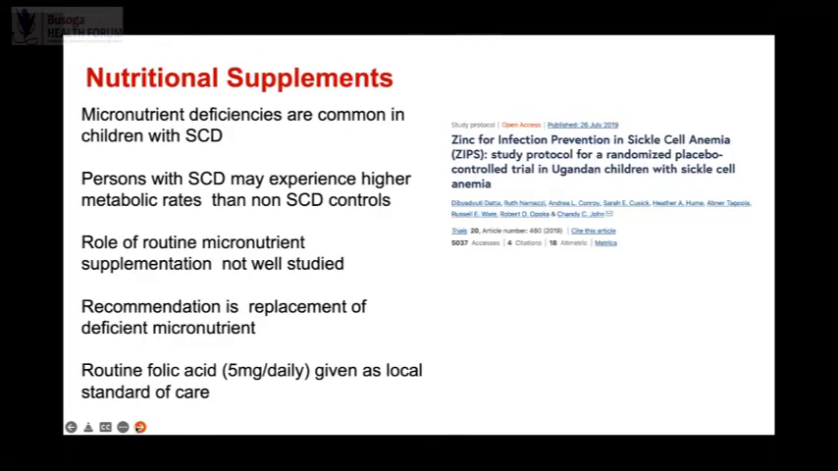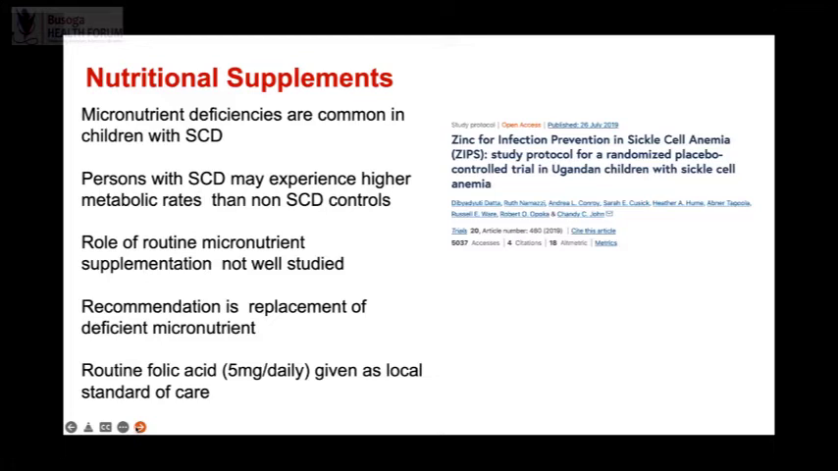Nutritional supplements. A lot has been talked about the nutritional status of children with sickle cell disease and adults. They're generally micronutrient deficient. They're deficient in zinc, vitamin D, vitamin A, and vitamin E. And they might experience higher metabolic rates than non-sickle disease controls. So they might need more nutrition and a careful diet. So please give them a balanced diet. Do not restrict foods, but give them a balanced diet, knowing that they have higher energy needs.